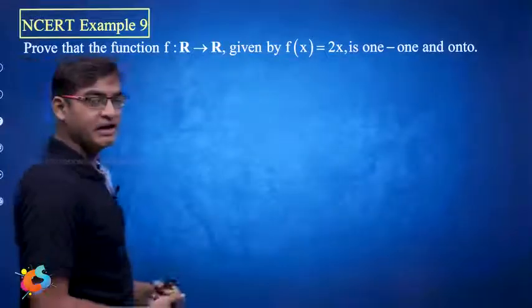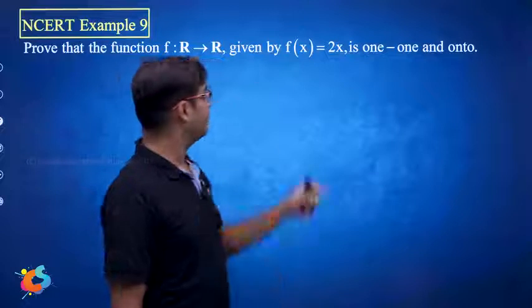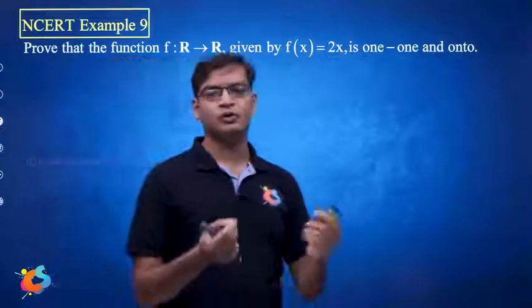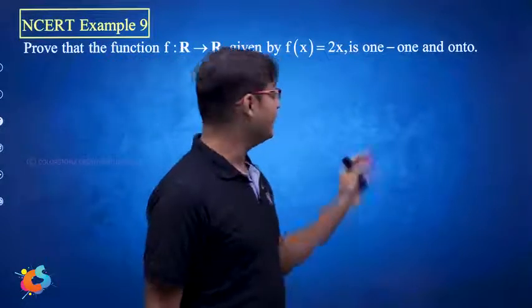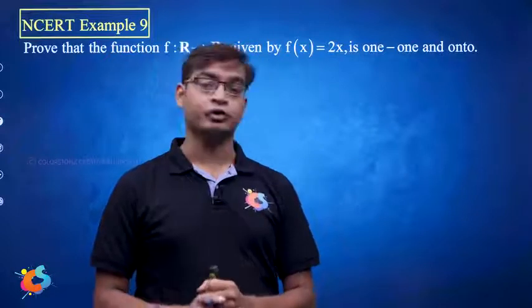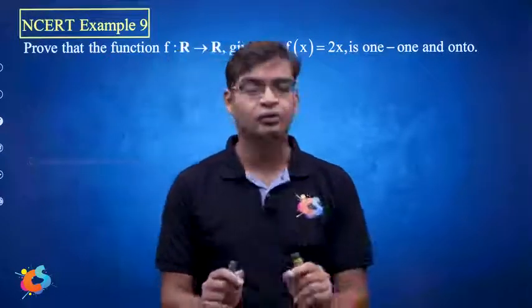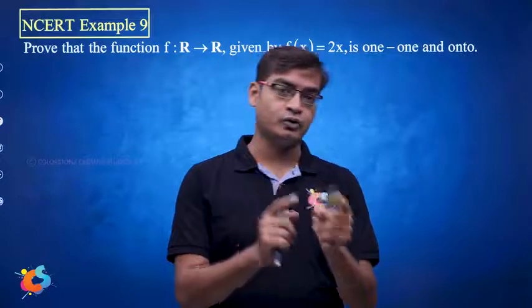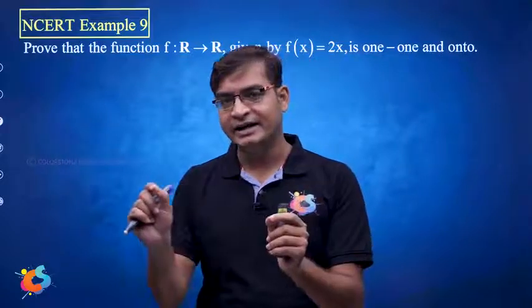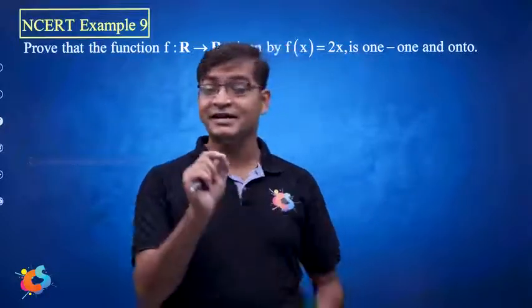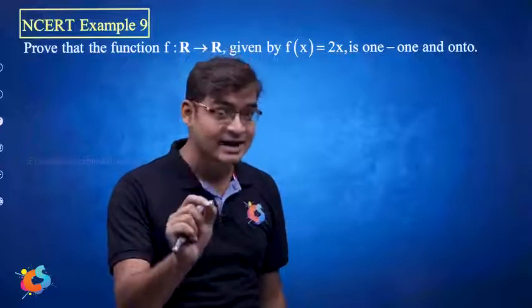Prove that the function f maps from R to R, f of x is equal to 2x, very simple function, is 1-1 and onto. So here we have to prove that it is 1-1 and onto. And we have to write it in boards format. So let us write in the boards format and understand how to write it.